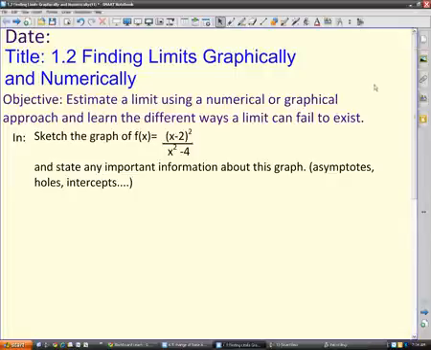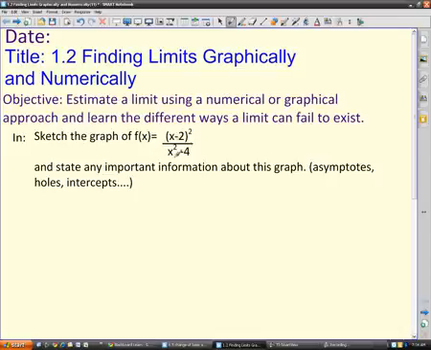Hello and welcome to our first webinar on finding limits graphically and numerically. This is the first section in calculus, and so we're going to start with a little background knowledge from pre-calculus. Our goal here is to find the limit using a numerical and graphical approach and learn different ways limits can exist or fail to exist.